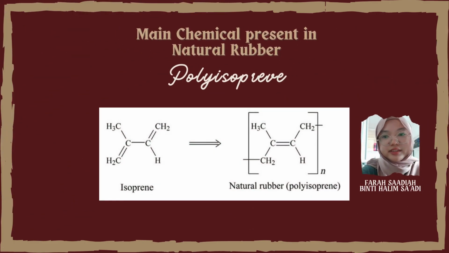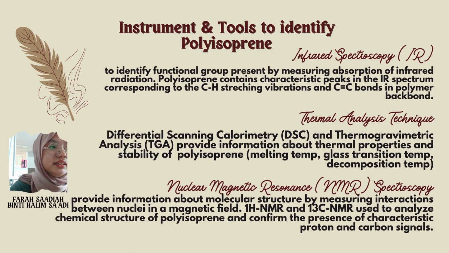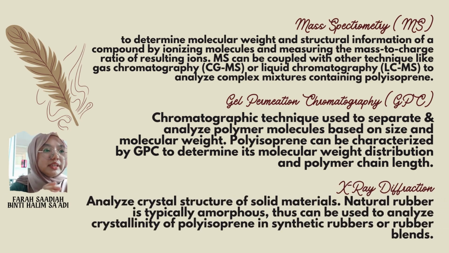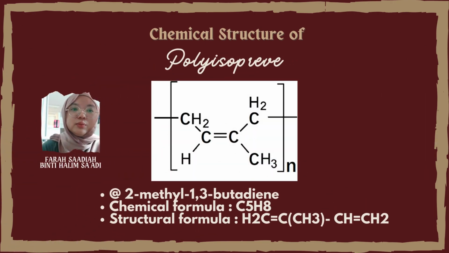The main chemical present in natural rubber is polyisoprene. Instruments and tools to identify the polyisoprene are infrared spectroscopy (IR), thermal analysis techniques, nuclear magnetic resonance (NMR) spectroscopy, mass spectrometry, gel permeation chromatography, and X-ray diffraction. Polyisoprene is a polymer composed of repeating isoprene monomer units. Isoprene, also known as 2-methyl-1,3-butadiene, has the chemical formula of C5H8. Polyisoprene can exist in both cis and trans configurations, with the cis configuration being the most common in natural rubber. In natural rubber, the polymer chains are predominantly in the cis-1,4 configuration.